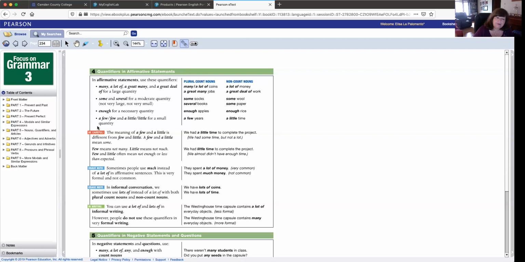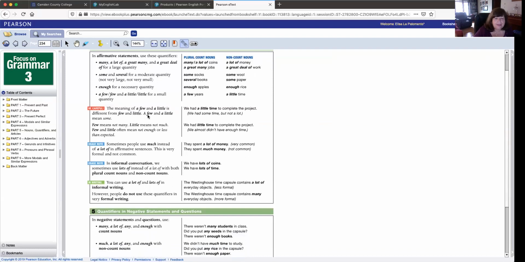Look at a few and a little, because these are different for count nouns and non-count nouns. For count nouns, we say a few years, a few books, a few chairs, a few people, a few pencils. If it's a count noun, we can say a few. For a non-count noun, we cannot say a few. We have to say a little time, a little money, a little milk, a little snow. All right, so there's a difference there.